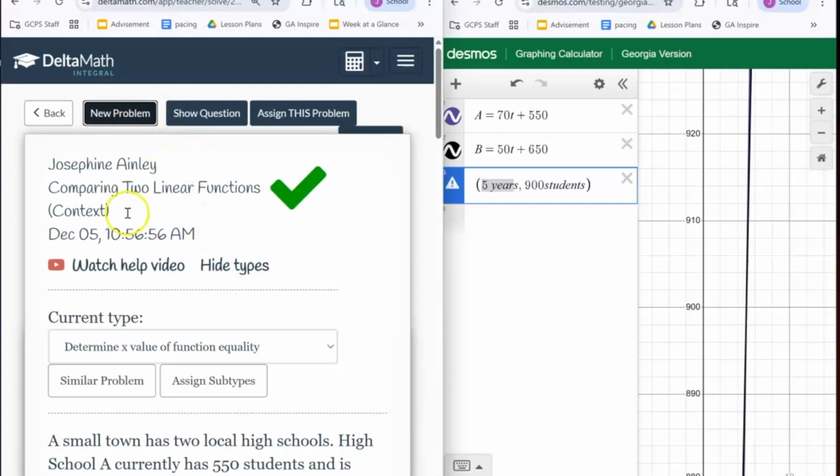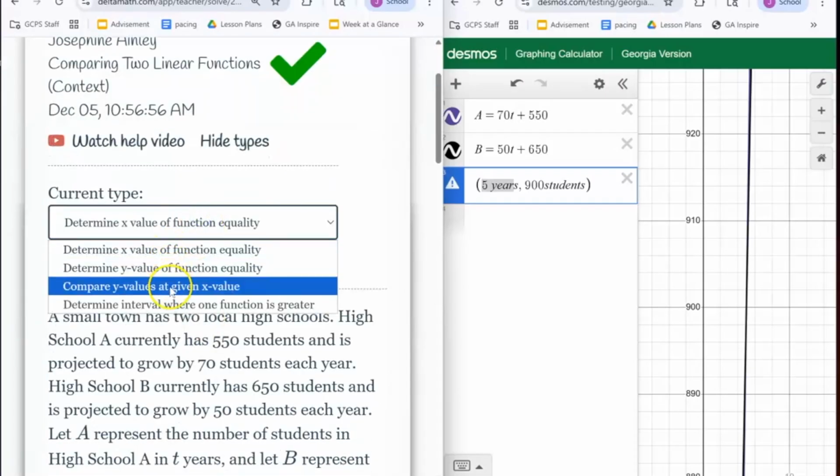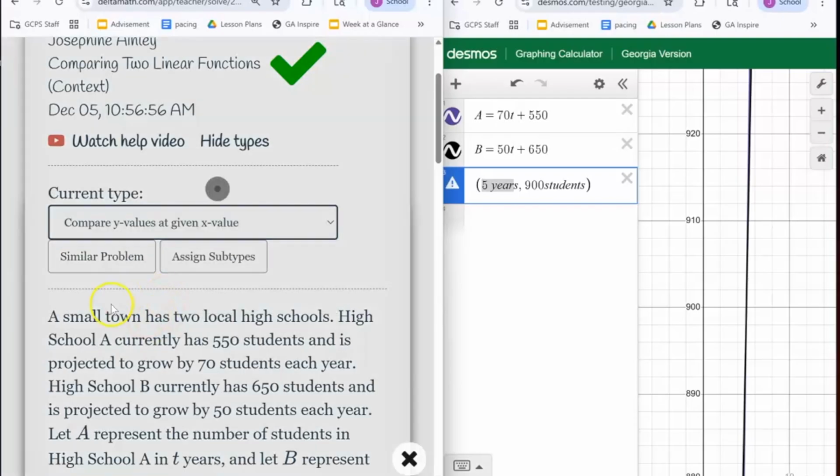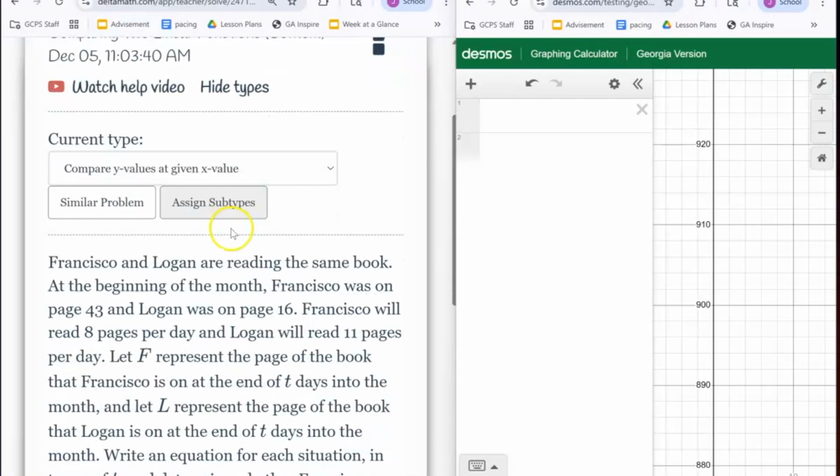Okay, so that's what you're repeating over and over again for each one. So we're going to do, I don't know which one I haven't done. I think I haven't done this one. So this one's compare y values given an x value.